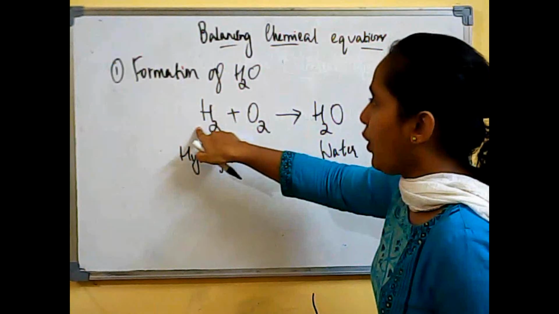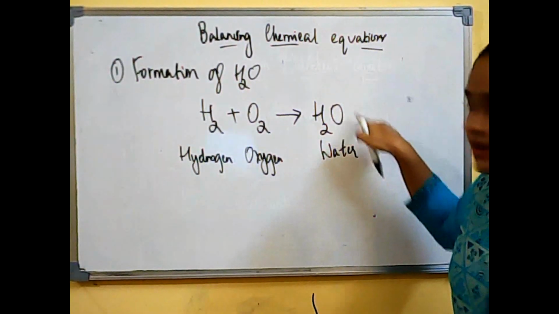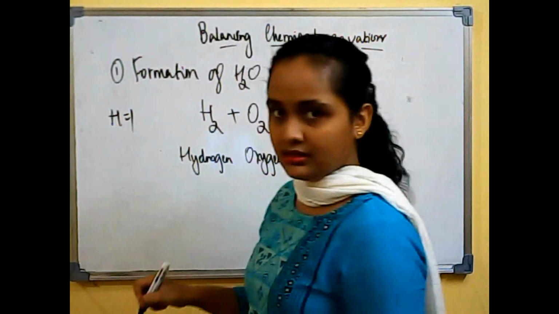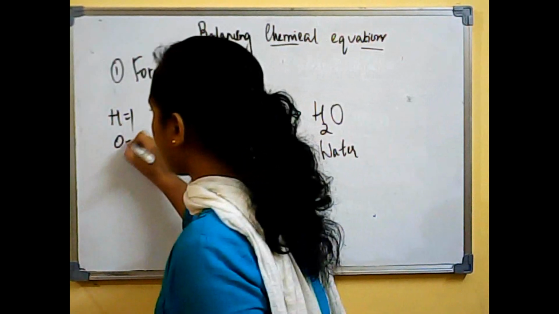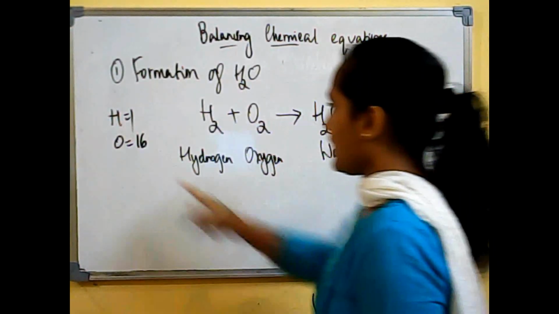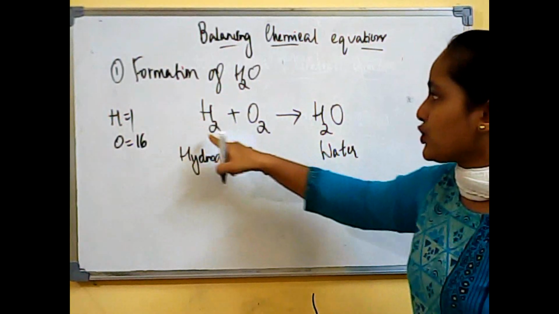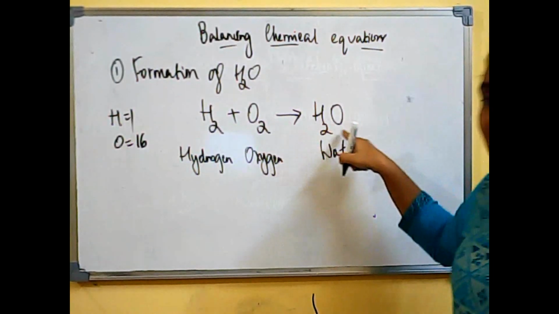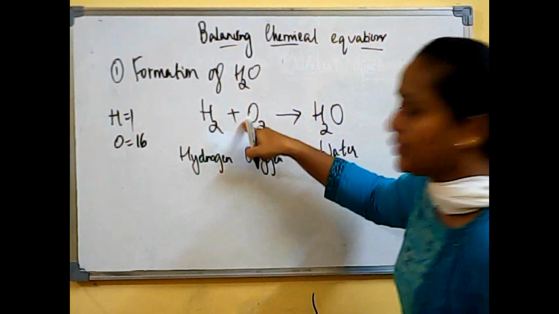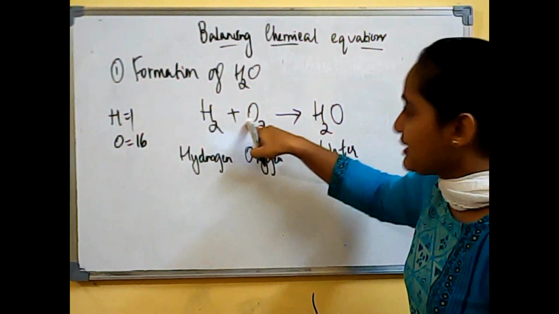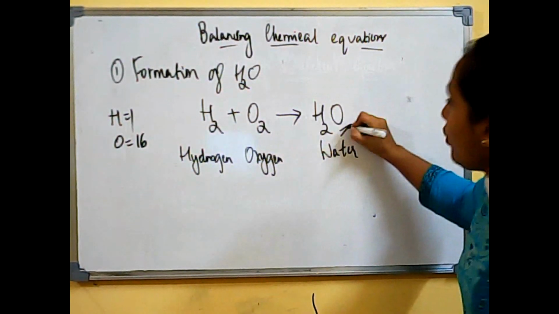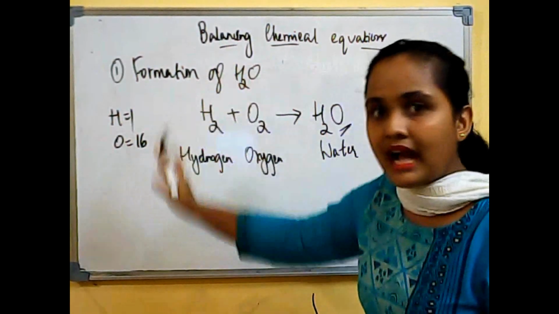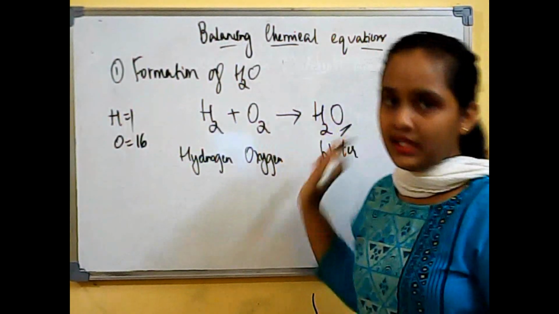Now if you observe in this particular reaction, the mass of hydrogen is 1, whereas the mass of oxygen is 16. Here, hydrogen has 2 atoms. Here on the RHS, hydrogen has 2 atoms. But when you come towards oxygen, there are 2 atoms of oxygen and only 1 atom of oxygen. So the mass varies in reactants and products.